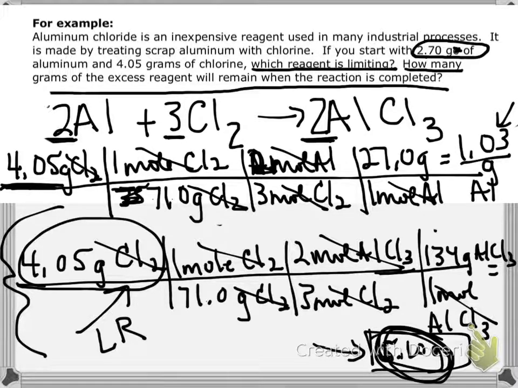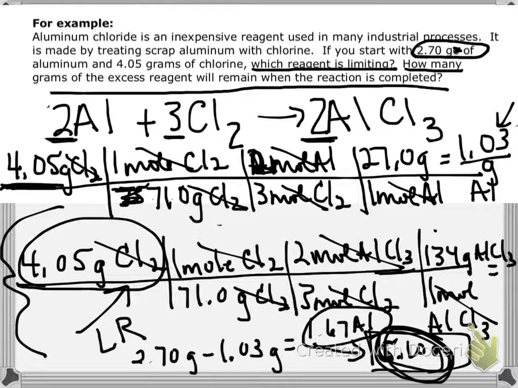So I'm going to do a simple little subtraction: 2.70 grams minus 1.03 grams, and that gives me 1.67 grams of aluminum that remains when this reaction is complete. So that is actually the answer to the second part of the question, this part, 1.67 grams. That's how much is left over when the reaction is complete.